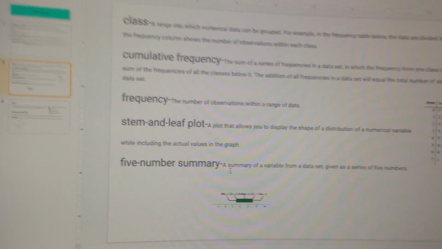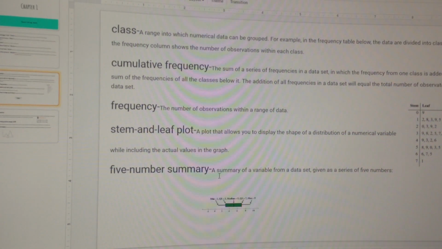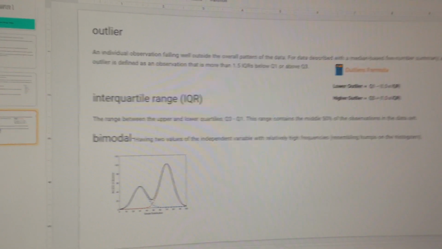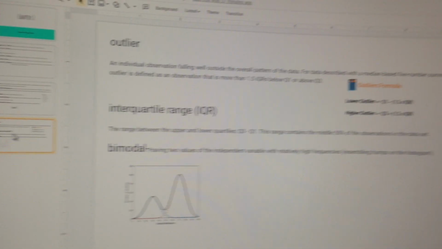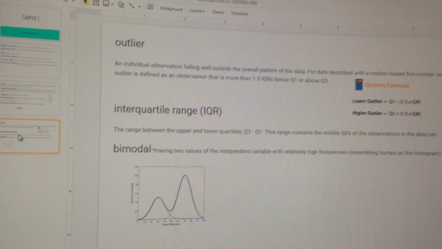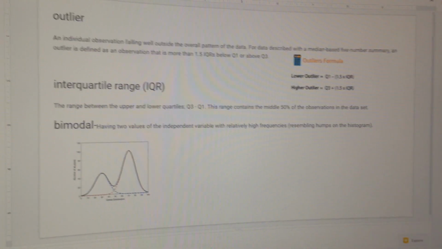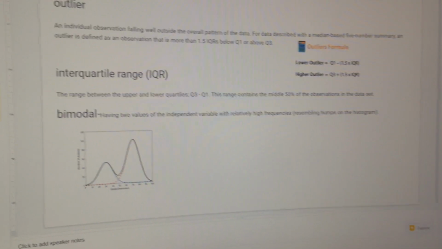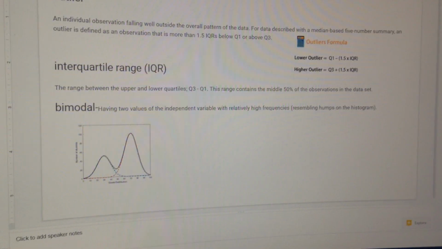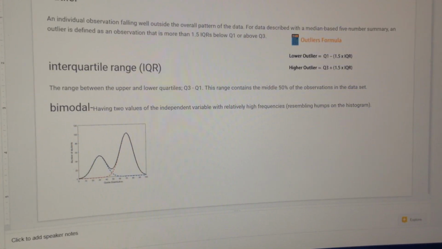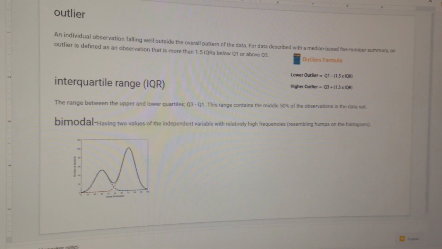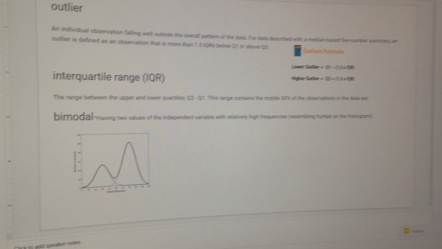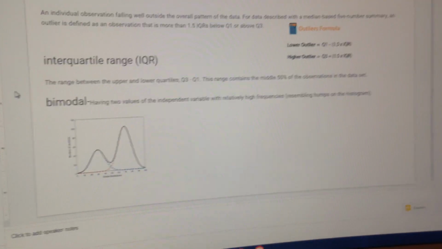If you plug into your graphing calculator, go to list 1, and then go to stat, and then calculate, you can easily find that. An outlier is an individual falling well outside the overall pattern, and usually you can tell just by looking at a graph if there's an outlier. But to tell for sure, for lower outliers, it's quartile 1 minus 1.5 times the interquartile range, and the interquartile range is Q3 minus Q1. And then for a higher outlier, it's the same thing except with quartile 3, and you're adding instead of subtracting.